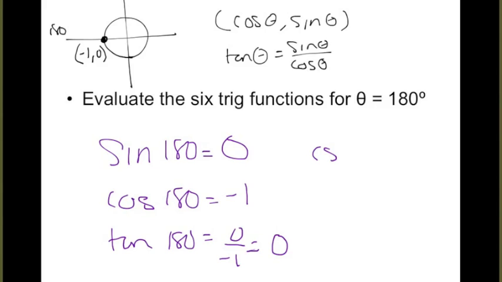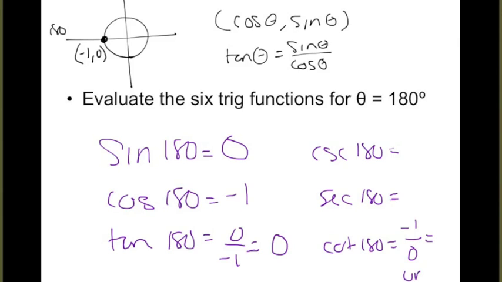For the reciprocals, I'm going to do cotangent first. A reciprocal flips over a fraction. So if I flip over that fraction, I would have -1 over 0, which is impossible. We are not allowed to divide by 0. That's the biggest no-no in math. So we say that is undefined. 0 on the bottom of a fraction is undefined. 0 on the top is fine. 0 on the top is 0. 0 on the bottom is undefined.